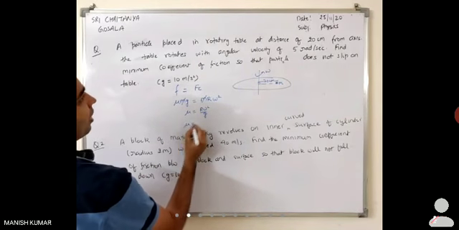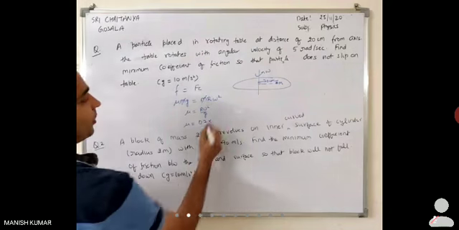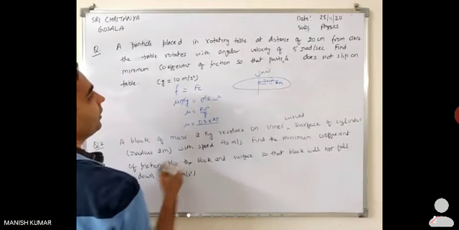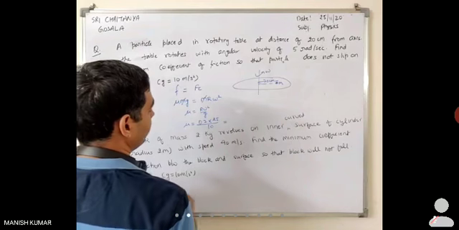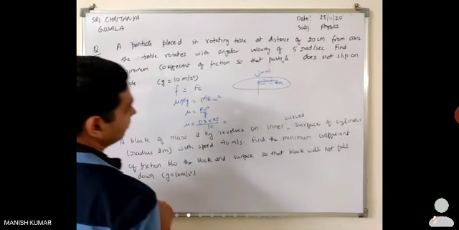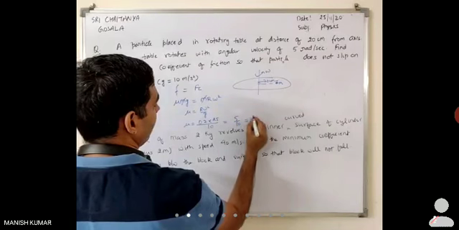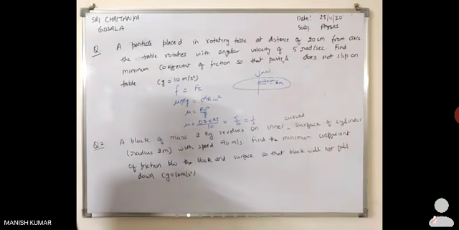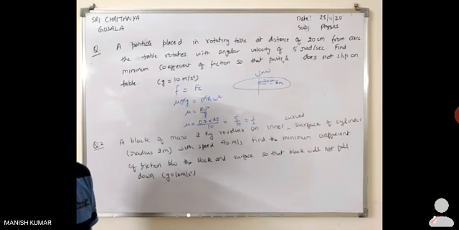So r is 20 centimeters, omega square that will be 25, g that is 10. So 25 into 0.2 upon 10, that will be 5 upon 10, or 1 upon 2. Is it a difficult question?